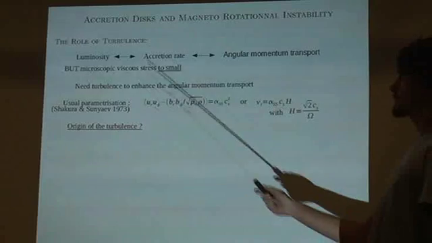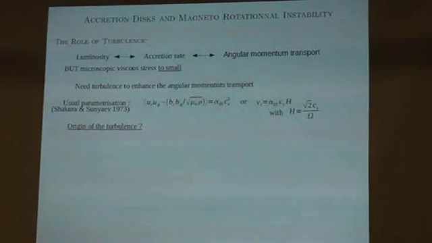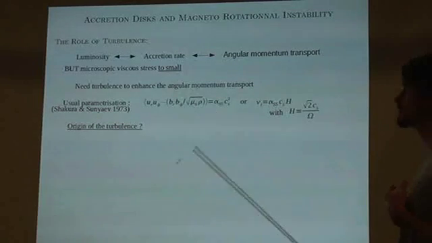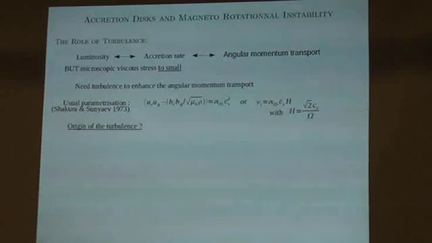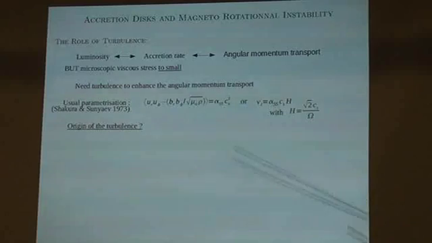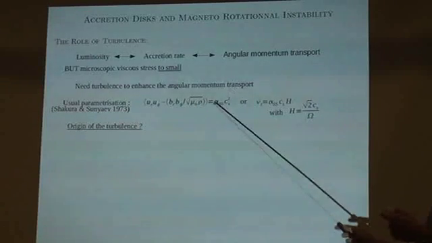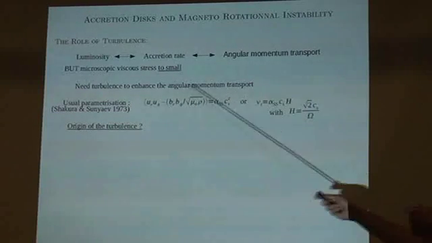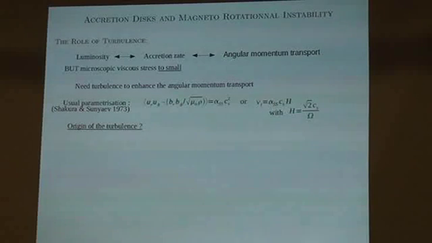The problem is that the microscopic viscosity in realistic astrophysical situations is very small and is not sufficient to provide high enough angular momentum transport. That's why we need some way to enhance the angular momentum transport, and that is the role of turbulence. Usually this turbulence in accretion disks is parameterized as the alpha parameter of Shakura and Sunyaev, which is a way to non-dimensionalize the angular momentum transport.